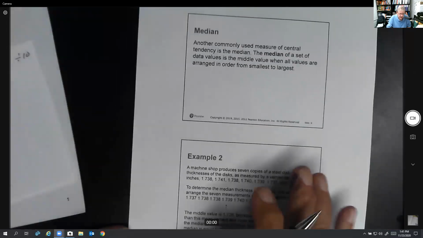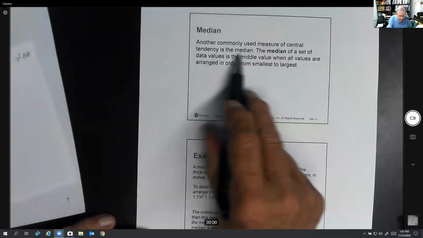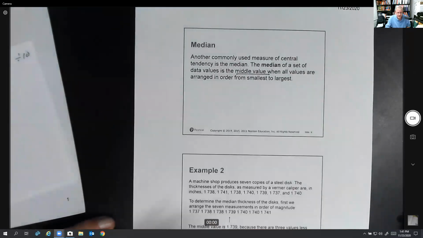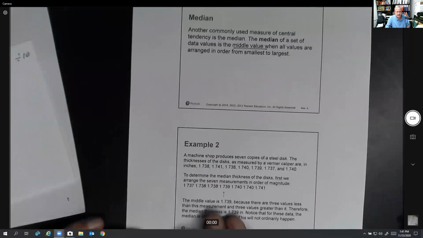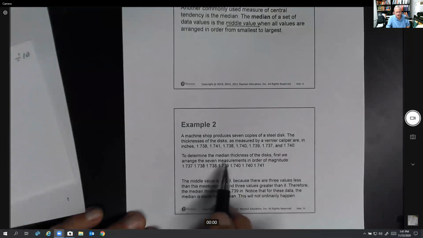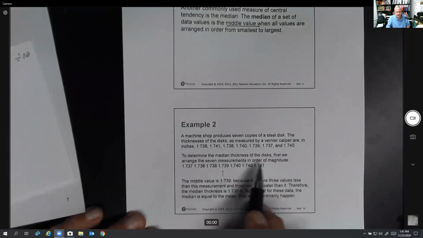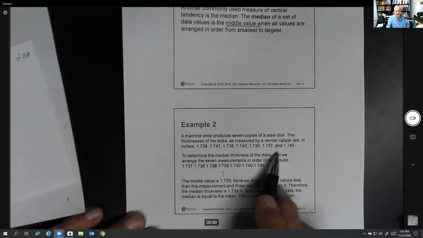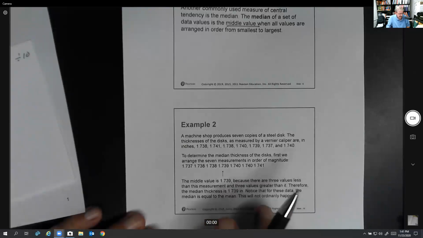The second way we can analyze our data is by the median. Another commonly used central measure is the median. The median of a set of data is the middle of the data, the middle number in the data. Here they took a bunch of numbers and they have to rearrange them in order from the highest to the smallest, or the smallest to the highest, either way. And then they found the one right in the middle. And that middle number is your median score. So that's what they did here. They measured thicknesses and then they compared them.